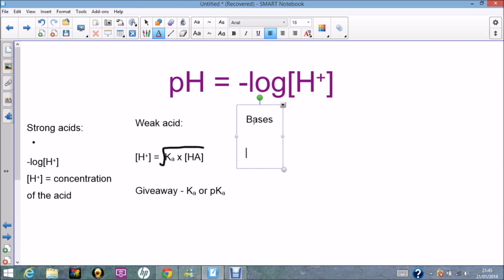Following on from that then, we've got bases. If you see a question asking about a base such as sodium hydroxide, calcium hydroxide, anything to do with water, anything that mentions hydroxide ions, then you know that you're using the Kw calculation, which is this one. And you might need to rearrange it, but that's the basis of it.